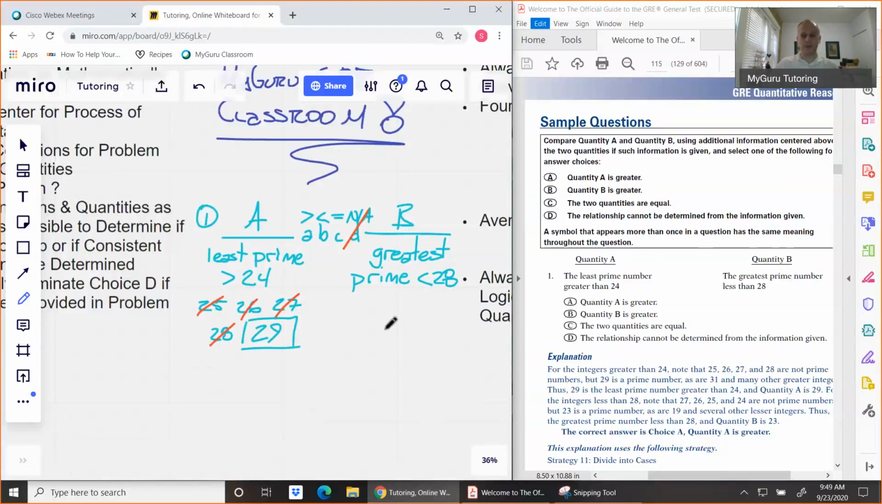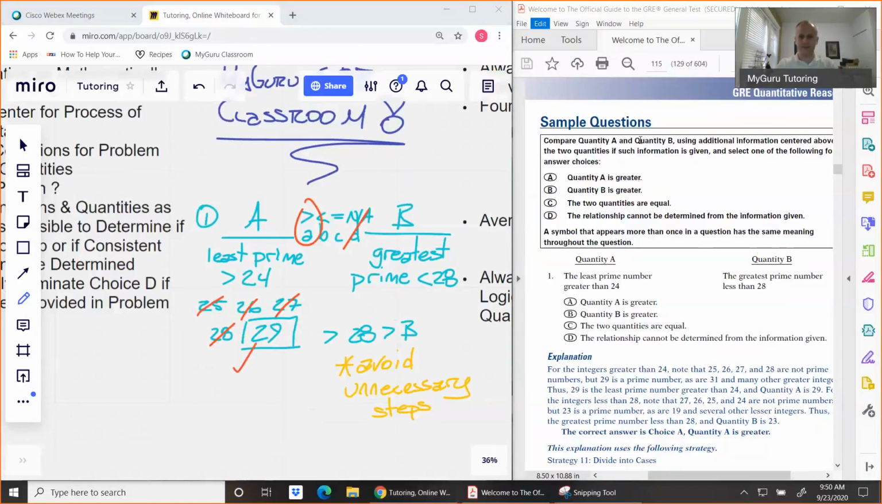So yes, we know that quantity B has to be less than 28. So B basically has to be less than 28. And we already know that 28 is less than 29. So you want to avoid unnecessary steps as far as maximizing efficiencies, because I don't need to actually work through this in its entirety. I don't need to figure out what the greatest prime number is less than 28, because I know it's going to be less than 28, and I know that 29 is already greater than 28. So quantity A is greater, and we select choice A.